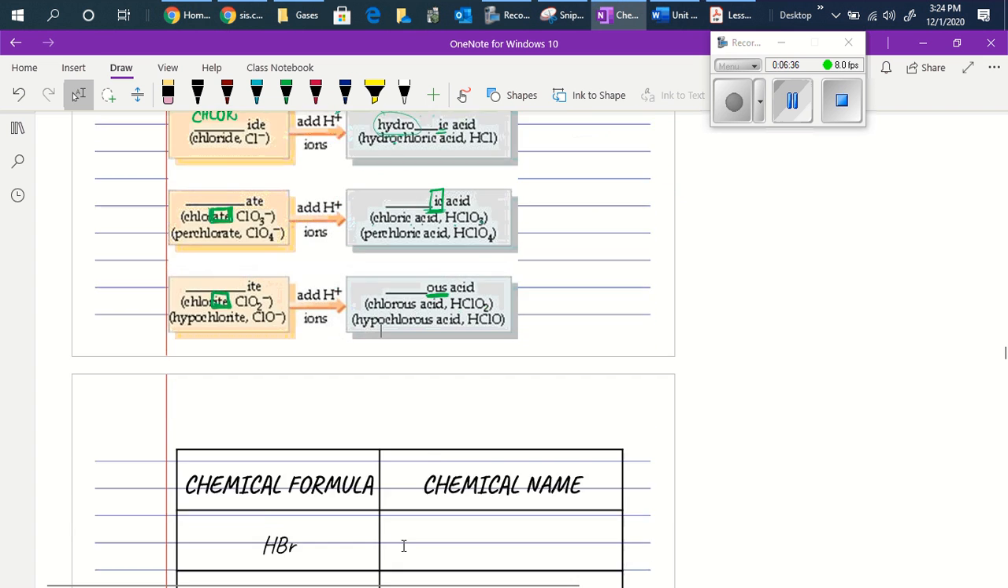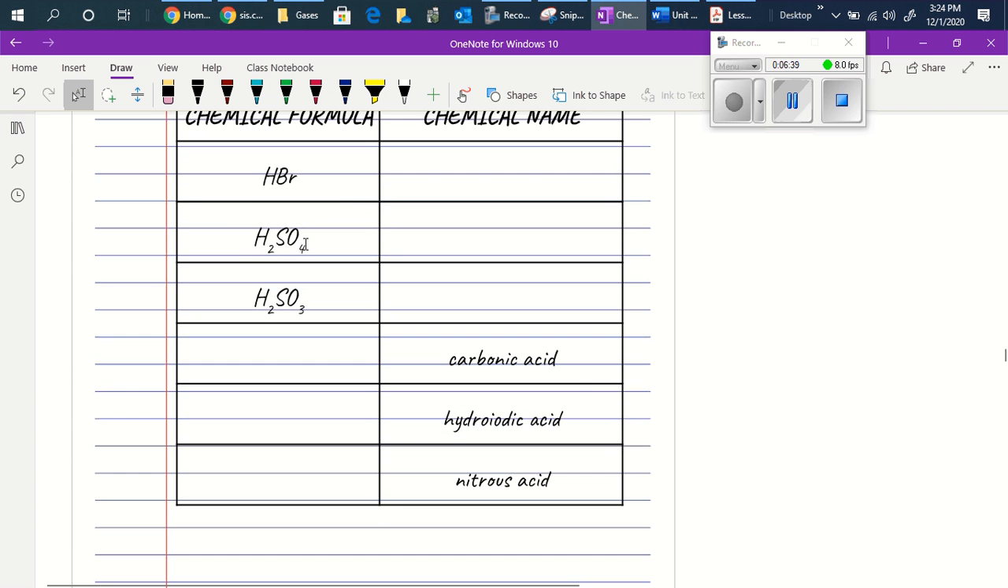Okay, so let's see some examples in which we are working with naming. On the first one we have HBr. That means the proper name will be hydrobromic acid. Why is this so? Because bromine is an element, so the root of bromine is brom, and in order to identify that we are dealing with an acid, we add hydro, so hydrobromic acid.